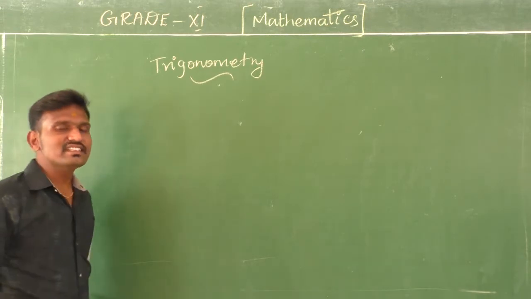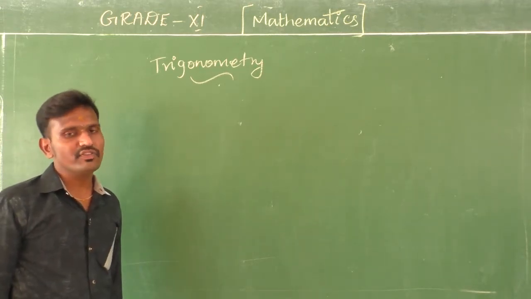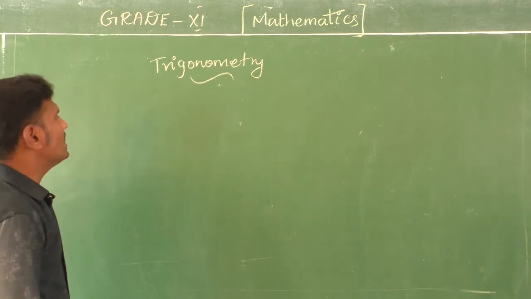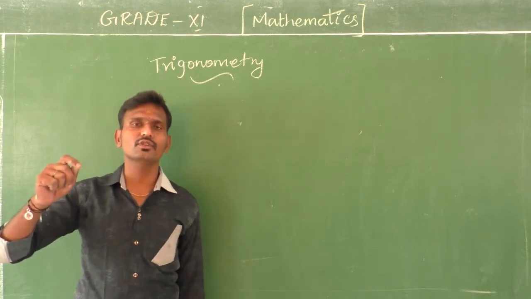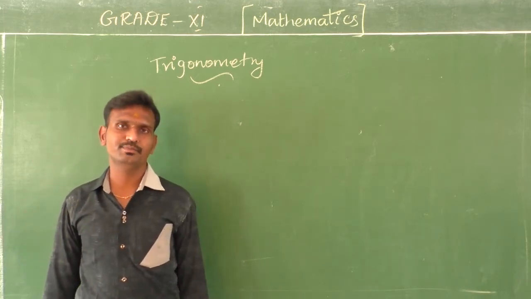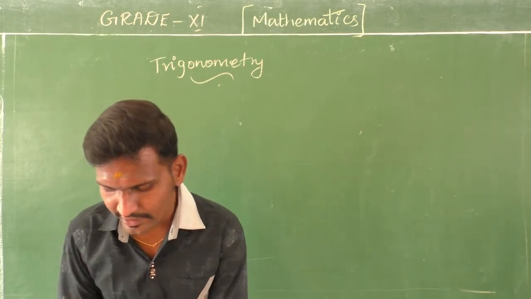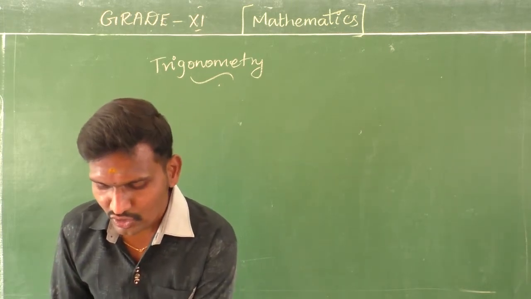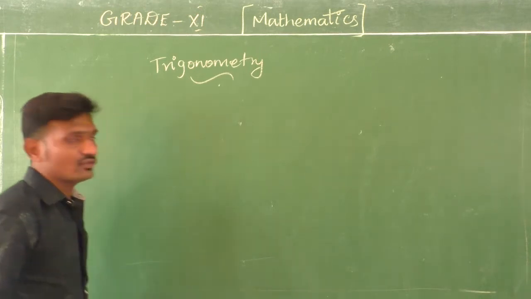So this class is the continuation of the trigonometry exercise 3.3. Okay. So already you completed the two exercises, and in the third exercise you also studied the identities. And then some of the questions. How many questions have you completed already? 6 questions. Yes. You have completed 6 questions already. Now I want to move to the next one.